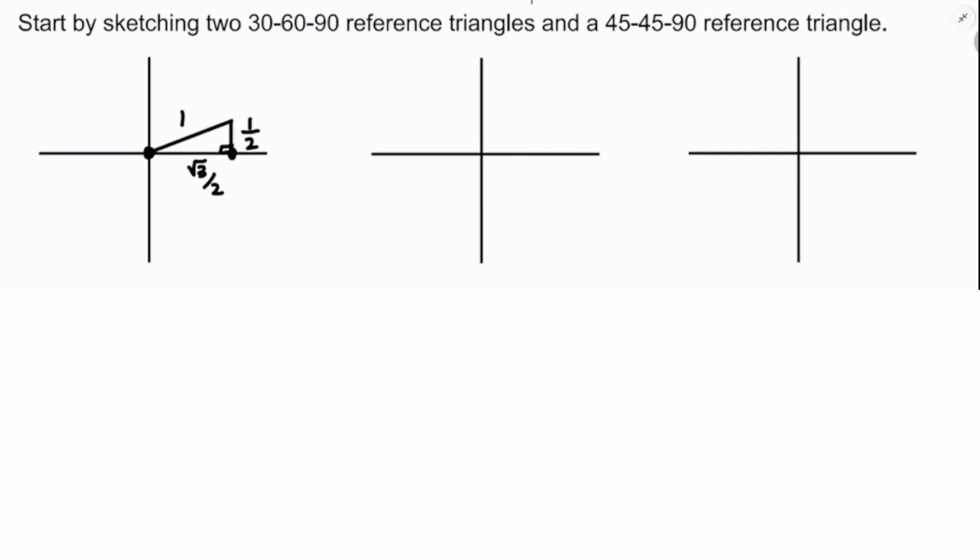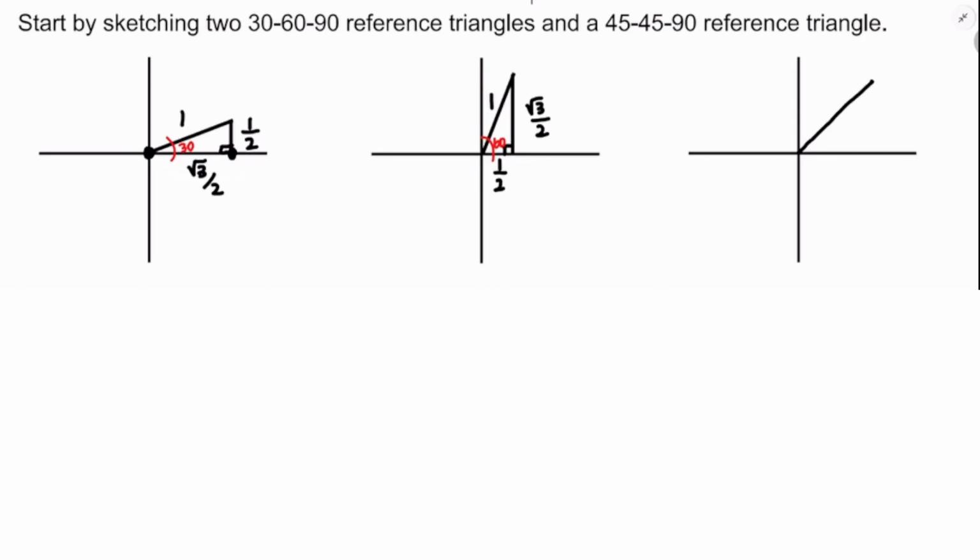The other reference triangle I'm going to sketch is with a 60-degree reference angle, so I'm going to draw that way up there. I'm going to draw the other leg back to the x-axis, because always the x-axis. Indicate that that's a right triangle. I'm going to label the reference angle. This one will be the same way. The hypotenuse will be 1, the short leg will be a half, and the long leg will be root 3 divided by 2. Then for the last one, I'm going to draw 45-degree reference angles.